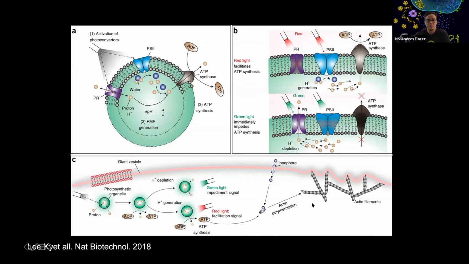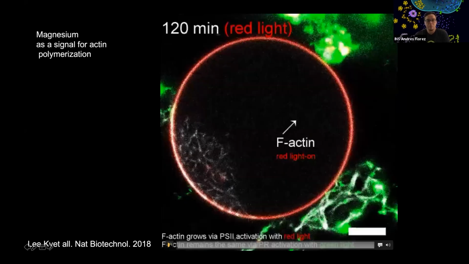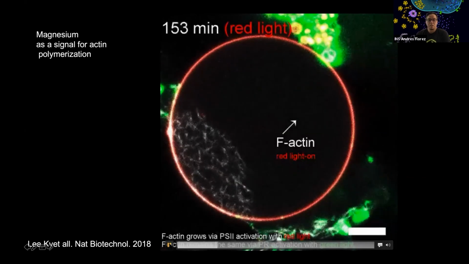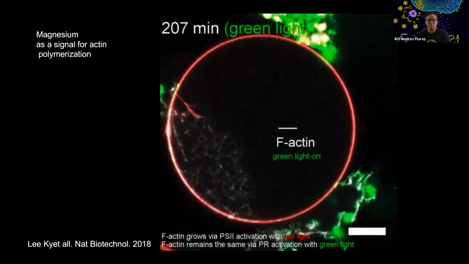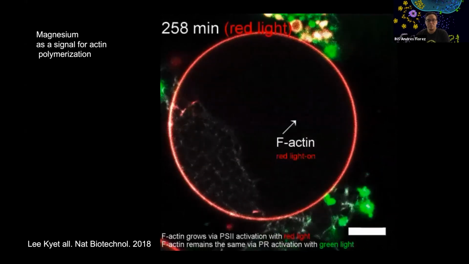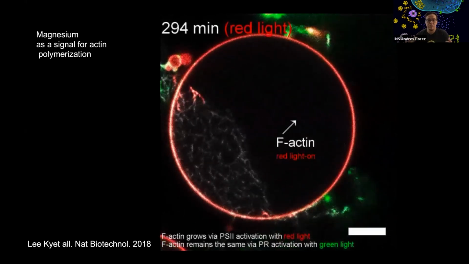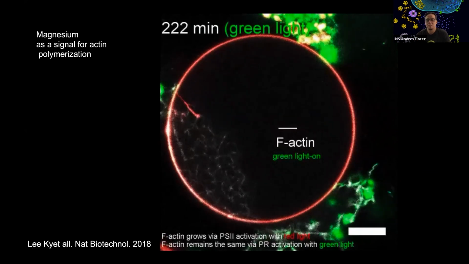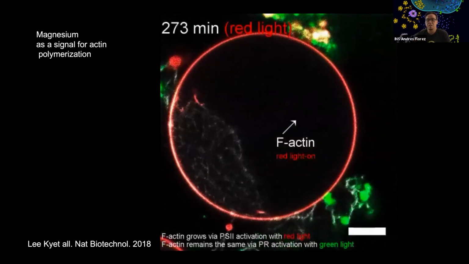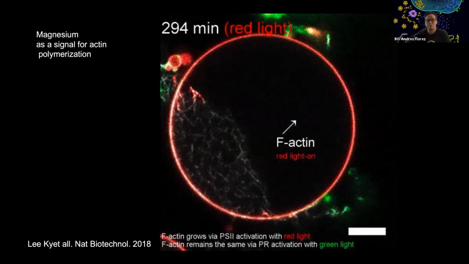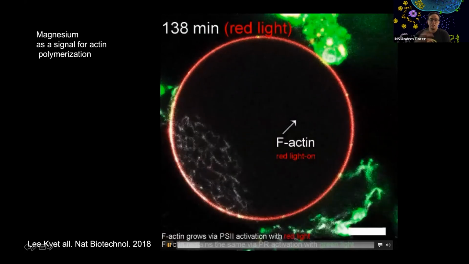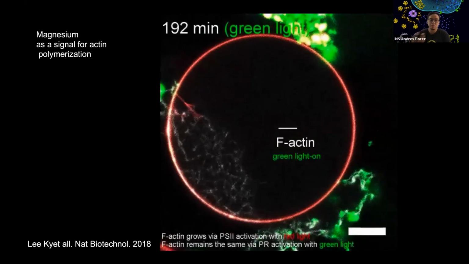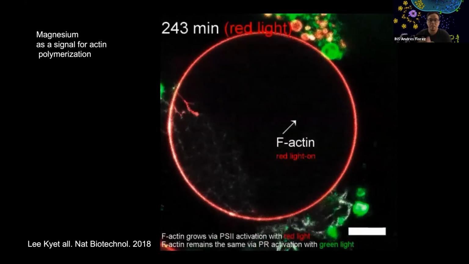So I'm going to show you the final experiment. This is a movie from them. If you add red light, then the actin moves. If you add green light, the actin stops. If you add red light, then it starts to expand. So I will show you again. The green thing that you see around, those are the photosynthetic organelles. So it's really cool that just with light, this membrane can produce ATP and control the movement of actin.